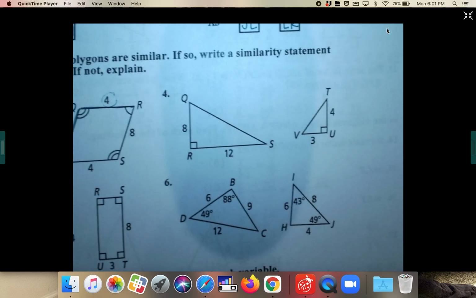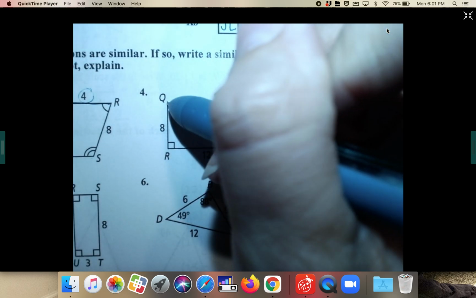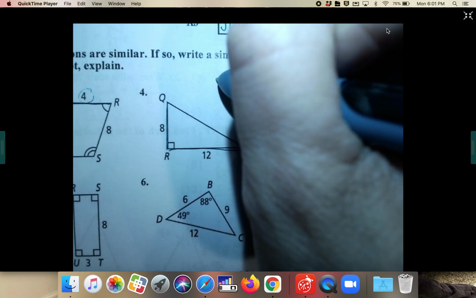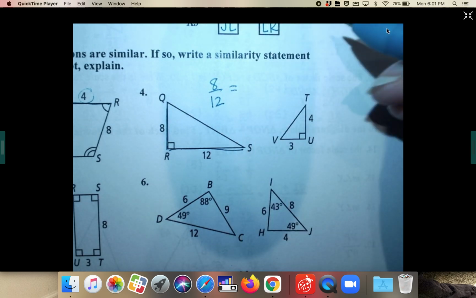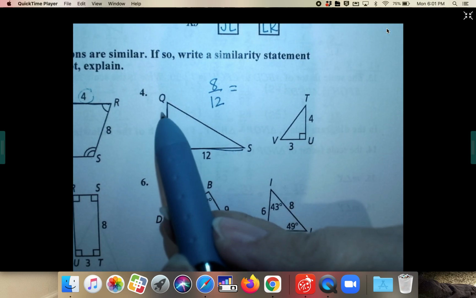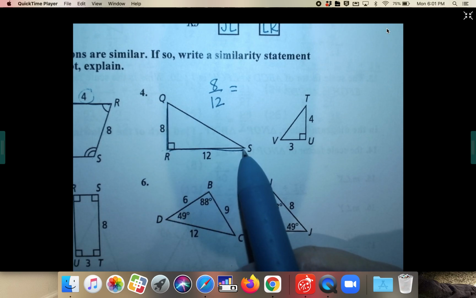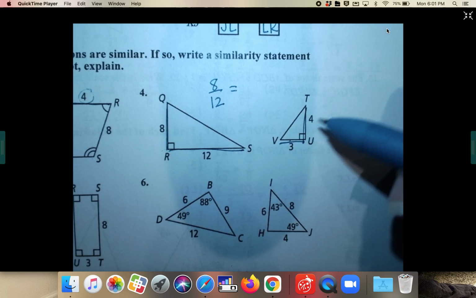Okay, number 4, I'm going to pick 8 over 12, and I'm going to set that up equal to, I have to make sure I go in the right order. 8 was the smaller side, and then 12, so 3 to 4.